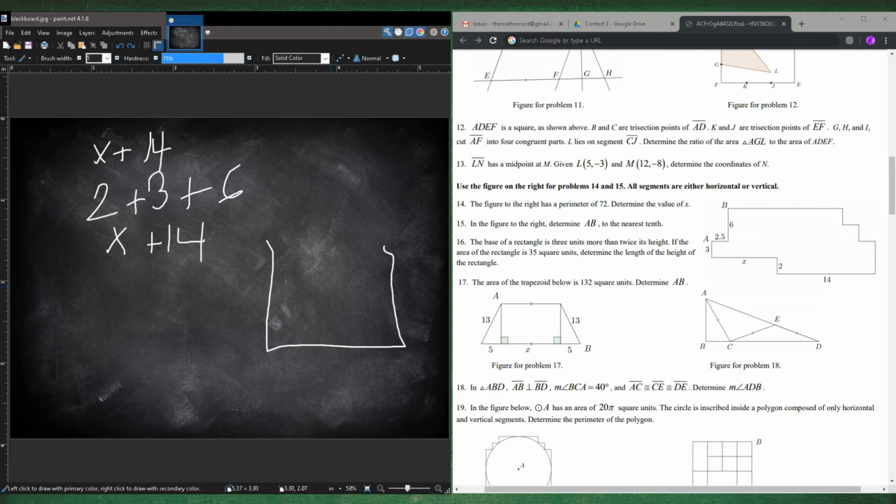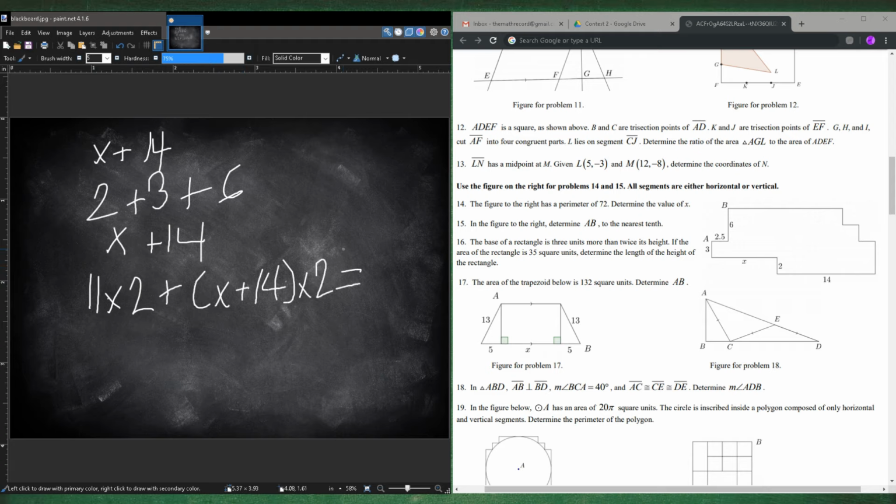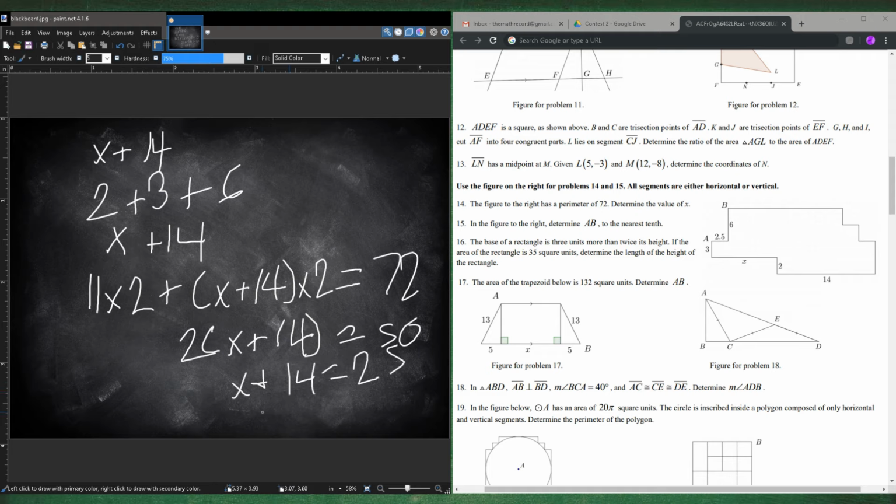So you have two 11s, because the height is 11 on both sides, times 2. So that's 22 plus x plus 14 times 2 from the top and the bottom is equal to the perimeter, which is 72. So subtracting 22, we get 50. Divide by 2 is 25, and x is equal to 11. So the side length of that side is equal to 11.